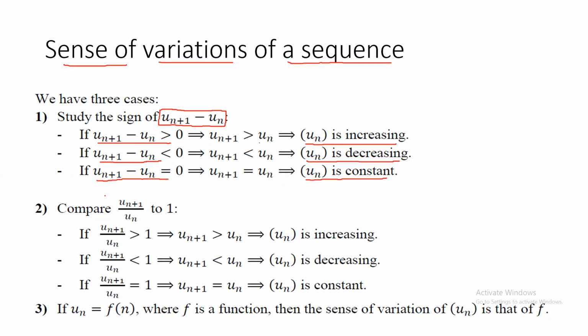Now there is another method. We compare un plus 1 over un to 1. Now method 2 to study the sense of variation, but method 1 is mostly used. 99.9% we use the first method. Second method, we compare un plus 1 over un to 1. If un plus 1 over un is greater than 1, then un is increasing. If un plus 1 over un is less than 1, then un is decreasing. And if un plus 1 over un equals 1, then we say un is constant. So we take the ratio un plus 1 over un, we compare it to 1: greater than 1 increasing, less than 1 decreasing, and equal to 1 constant.